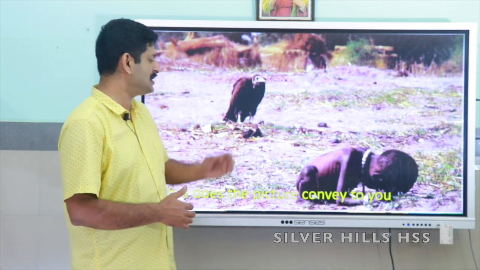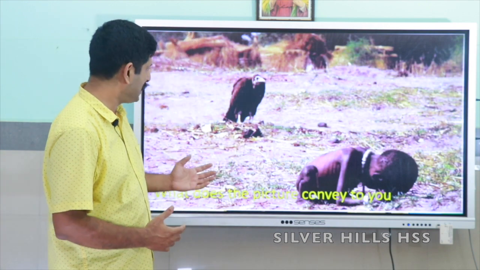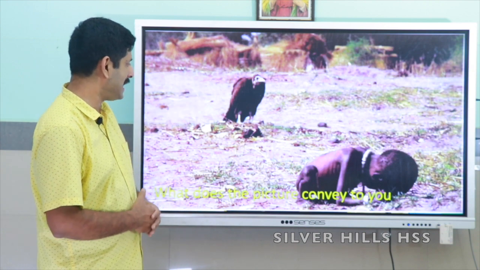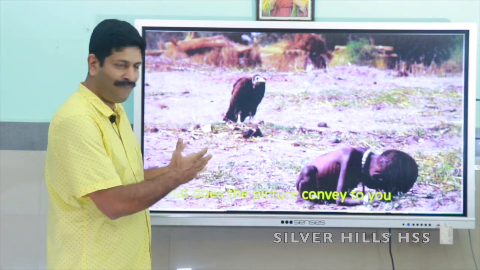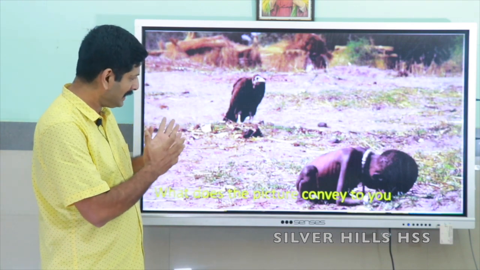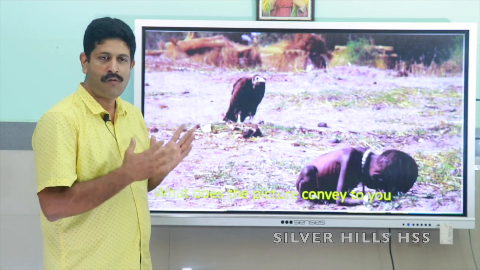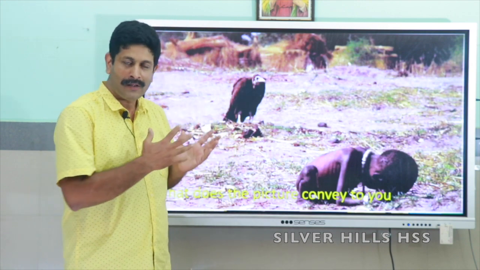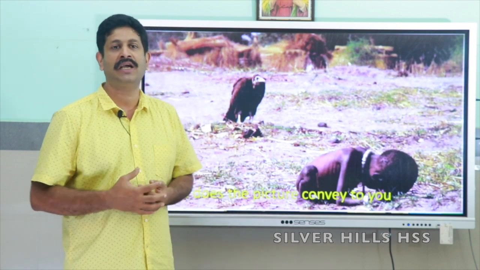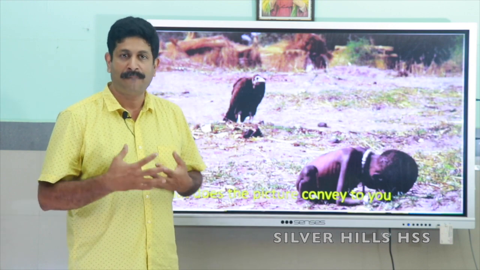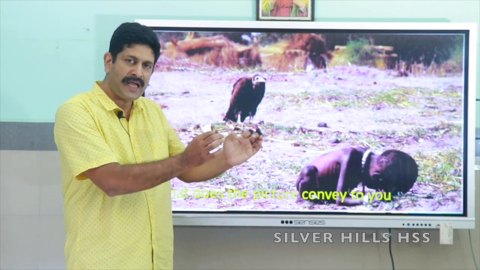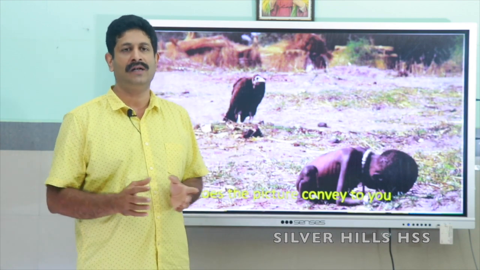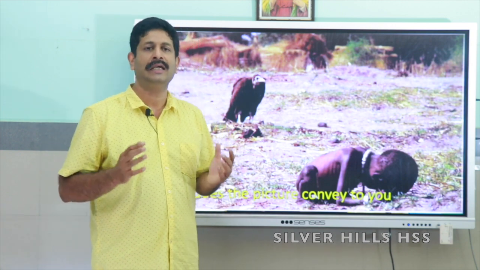First, what does the picture convey to you? It's a picture we can see. A vulture is standing and waiting for the death of a small child. The child is actually weak, and whenever he dies, the vulture wants to make him its prey. Now, this picture conveys a message of the problems faced not only by the child, not only in that specific area, but all around the world, that we are going to discuss here in today's session.